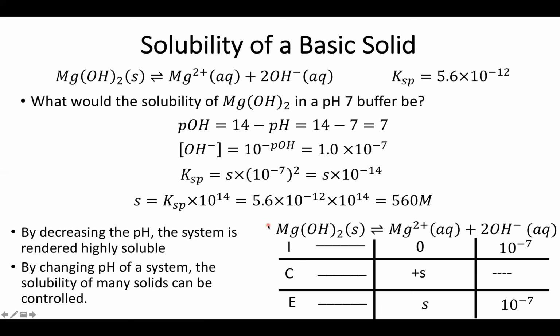But the big illustration here is that by changing the pH of our system, we can really end up changing the behavior of a lot of our solids. So if I've got something that has hydroxide, if I go ahead and acidify the system, decrease the amount of hydroxide, I can make any of these basic solids highly soluble. By increasing the hydroxide, I can prevent them from breaking apart at all.